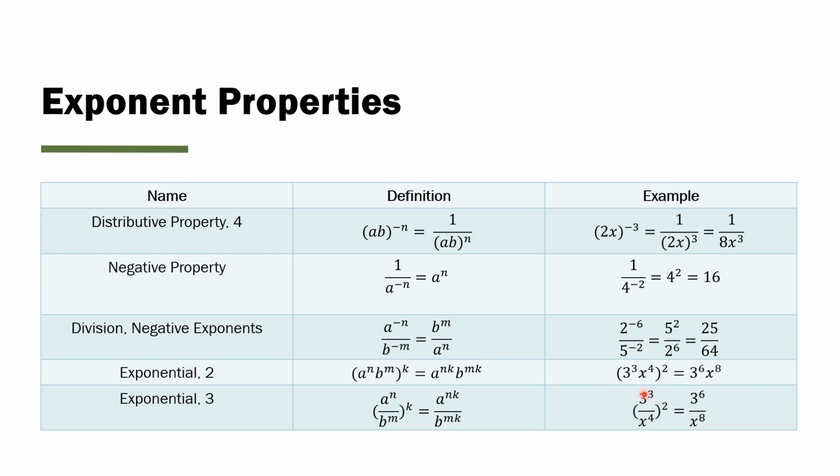So we have 3 to the power of 3 divided by x to the power of 4, raised to the power of 2. This 2 will distribute with the 3. So we get 3 times 2 to get 3 to the power of 6. And this 2 will also distribute to the 4 to get x to the power of 4 times 2, to get x to the power of 8.